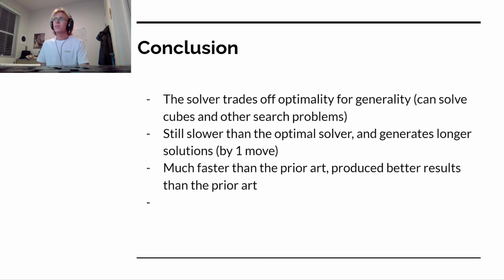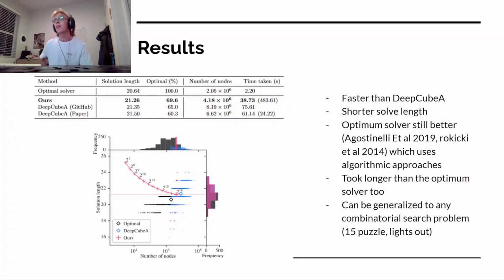So the solver trades off optimality for generality, so it can solve cubes and other combinatorial search problems. Still a little bit slower, but it is only off by one move, which is really surprising. And it's a lot faster than the prior art and yields better results. You can see that it runs a lot faster and converges to optimal solutions much quicker. And that is it.